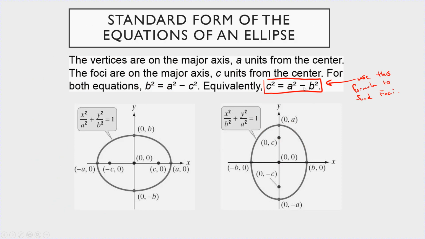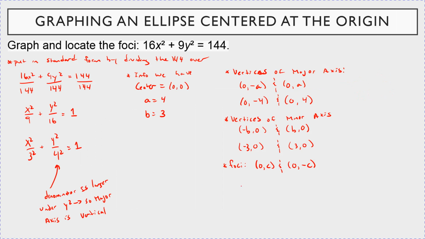c squared is equal to a squared minus b squared. So c squared is equal to a squared, which is 4 squared, minus b squared, which is 3 squared. So c squared is 16 minus 9. So this is 7. So take the square root to solve here, and you get c is equal to the square root of 7, excuse me. So my foci then are 0, comma square root of 7 and 0, comma negative square root of 7. And that's roughly 2.64, 2.65.